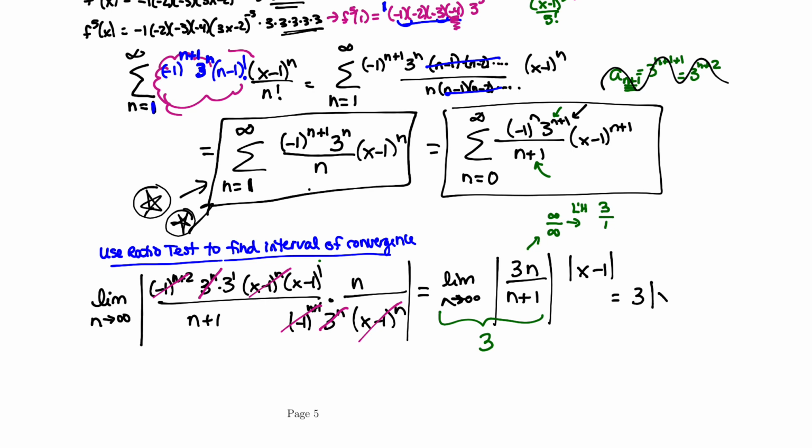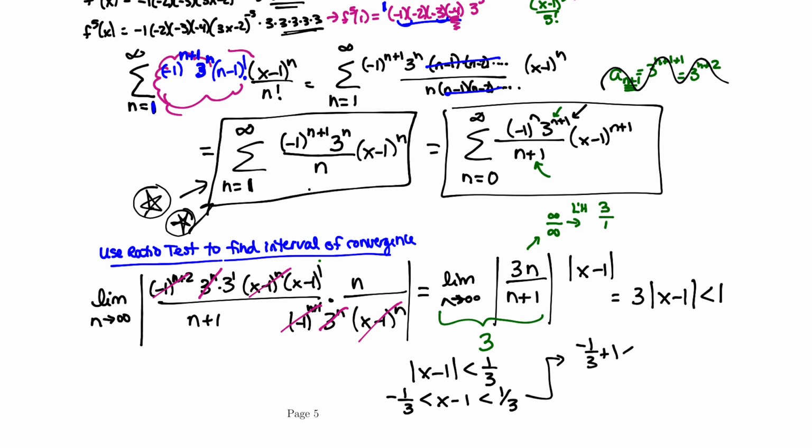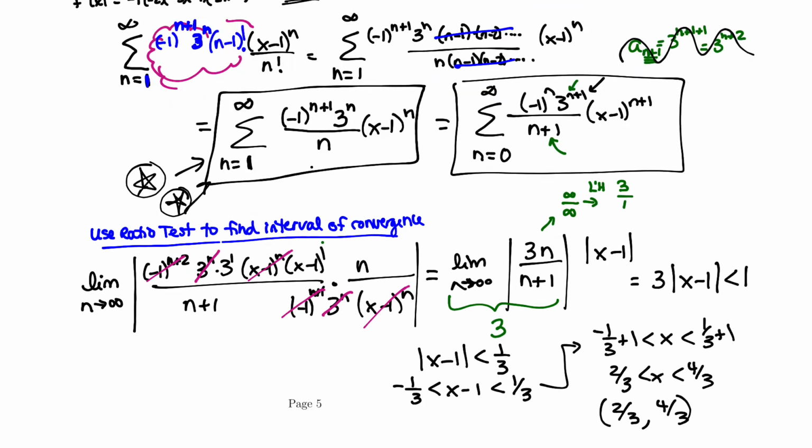So this is 3 times the absolute value of x minus 1, and you want that less than 1. And that's how you're getting your interval, right? So the absolute value of x minus 1 is less than 1/3. Negative 1/3 is less than x minus 1 is less than positive 1/3. And then you're adding 1 to all the sides. So I'm getting so far an interval from 2/3 to 4/3.